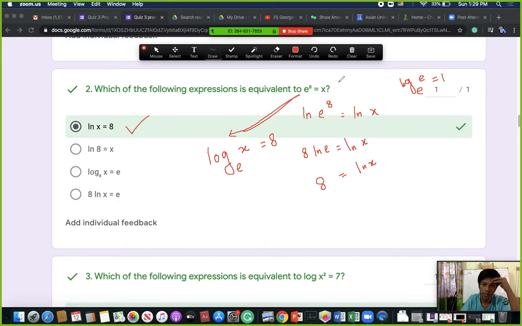In conversion, the power goes to the other side, the base remains the base, and this value comes to this place. And log e means ln. So here we have ln x equals 8. So see, we get this. Without solving the math by multiplying, we can just convert it. By converting, we can get this.